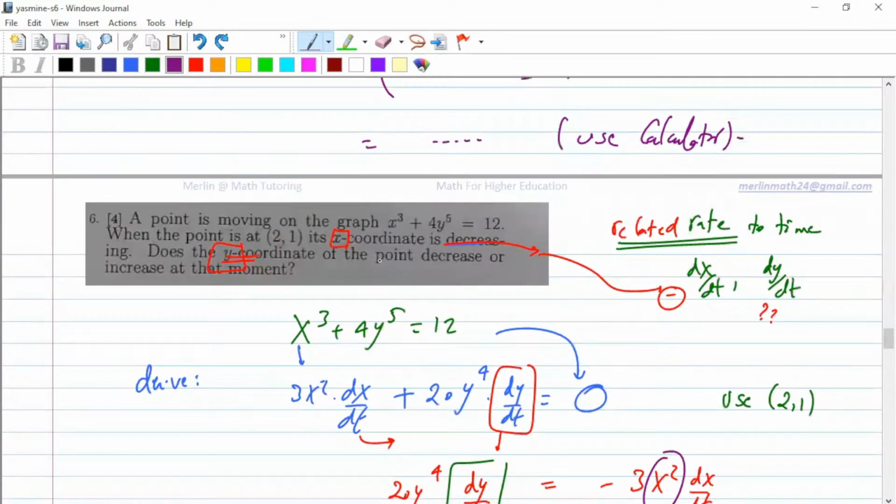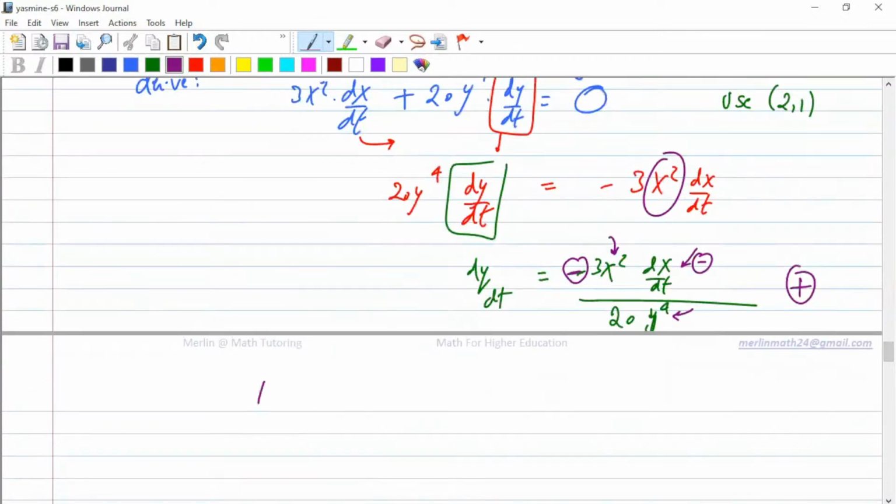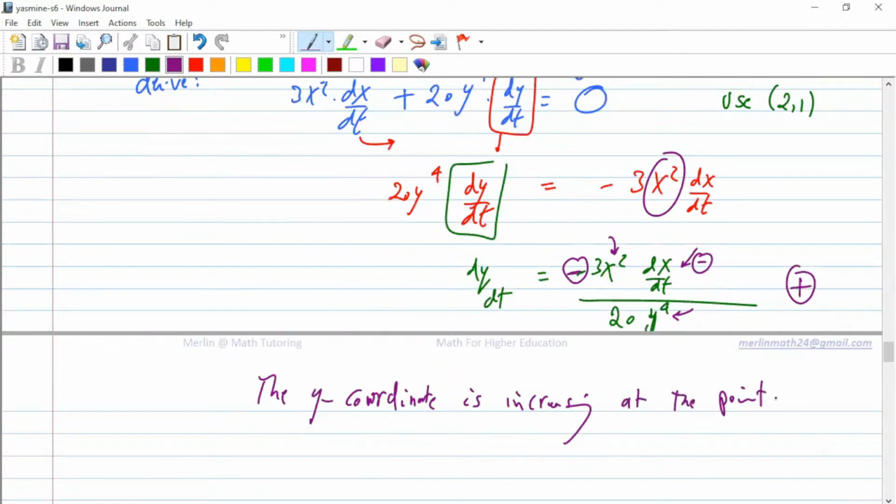So dy over dt is negative. What happens to the y coordinate? Decrease or increase? We say increase. So we say the y coordinate is increasing, but we don't know the rate. Okay, it is increasing at that point. Is it okay? Yeah. Got it. Okay. The last question I have is this.